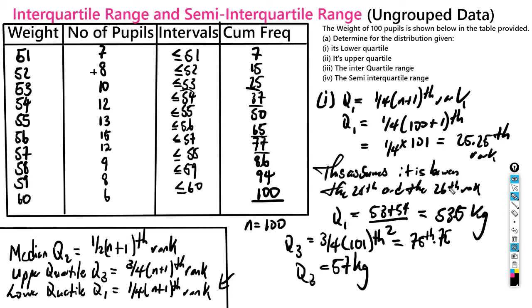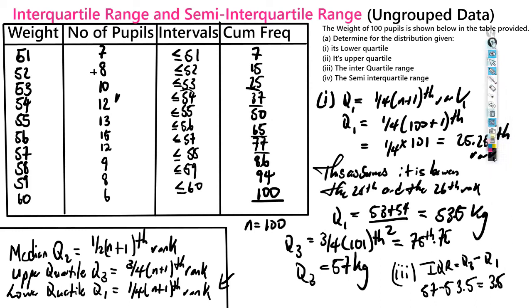All right. Once we have Q1 and Q3, then we can calculate the interquartile range. So for part 3, the interquartile range, the IQR, is equal to Q3 minus Q1, right? So you end up with 57 minus 53.5, and the answer is 3.5 kilograms. Let me just move that. Right, let's put the answer up here. The answer for this is 3.5 kilograms.